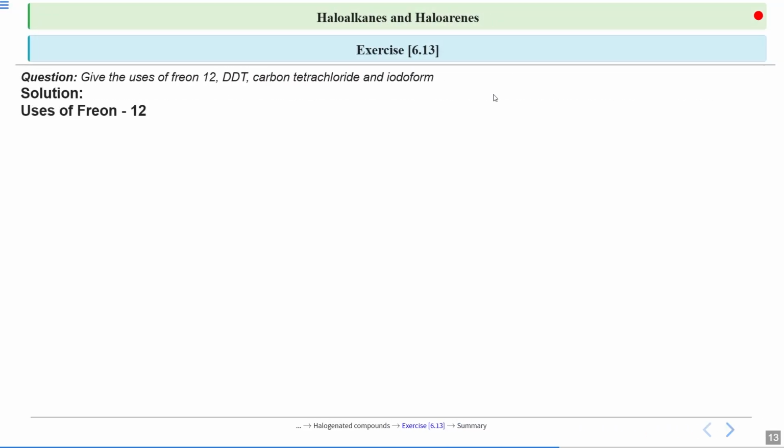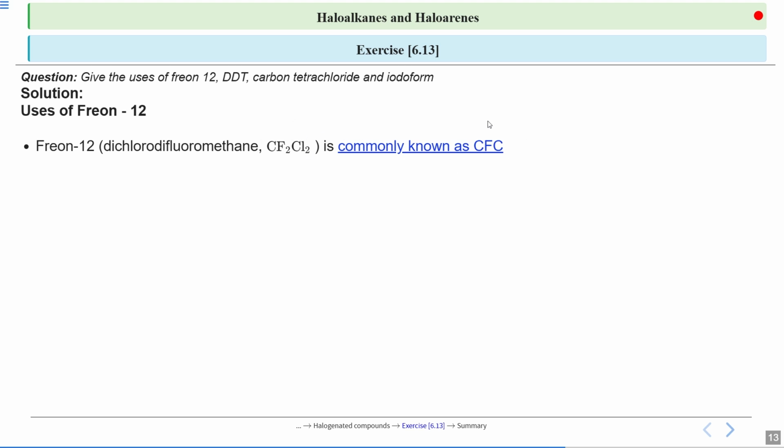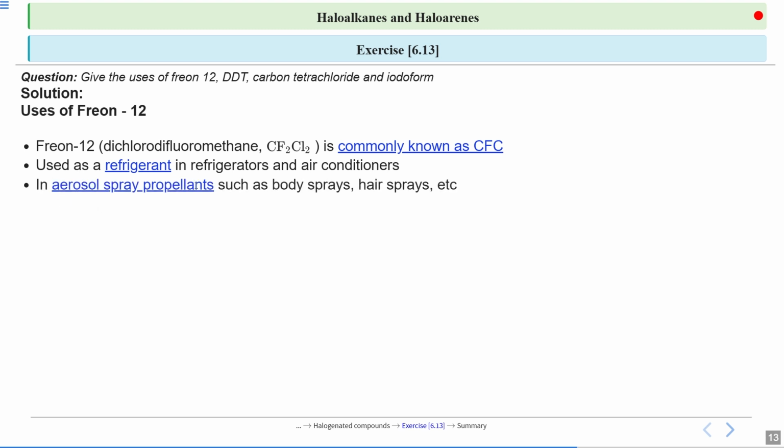So first of all, let's see the uses of Freon 12. Freon 12 is a type of freon. Freon 12 is a dichlorodifluoromethane molecule, with molecular formula CF2Cl2, and it is commonly known as chlorofluorocarbons, CFCs. It is used as a refrigerant in cooling systems like refrigerators and air conditioners. It is also used as a propellant in aerosol sprays, such as body sprays and hair sprays.